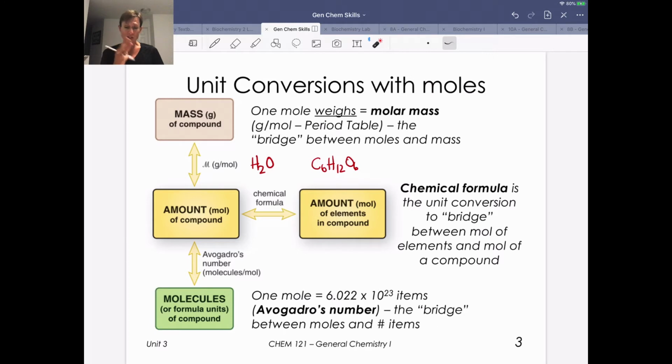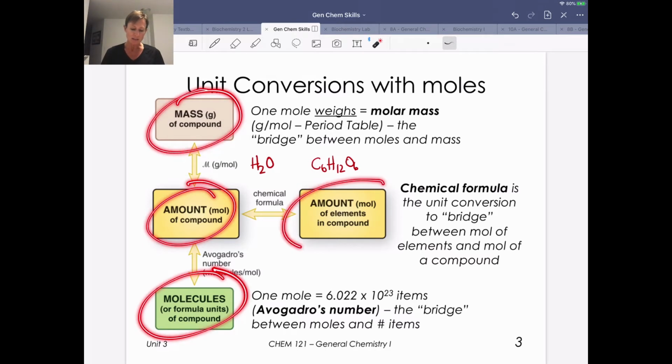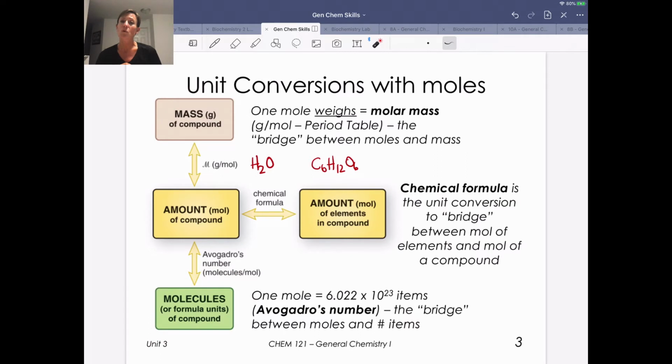So now we've just learned our 3 unit conversions that allow us to change between moles, mass, number of items, and then amount in moles of elements or atoms within a compound. So lots of problems to practice using those unit conversion pieces.